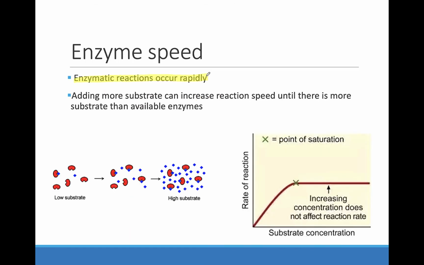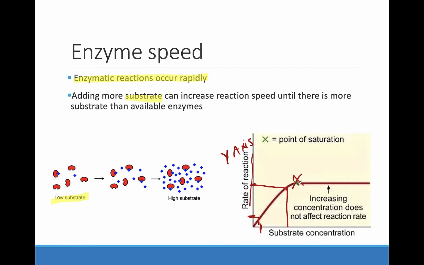Enzymes work very quickly. Catalase can break down hydrogen peroxide 600,000 times per second. The amount of substrate available can alter how quickly a reaction proceeds. When not much substrate is present, the reaction goes slowly. The y-axis here shows the speed of the reaction. When the substrate concentration is low, the reaction speed is low. As more substrate is added, the reaction begins to speed up.